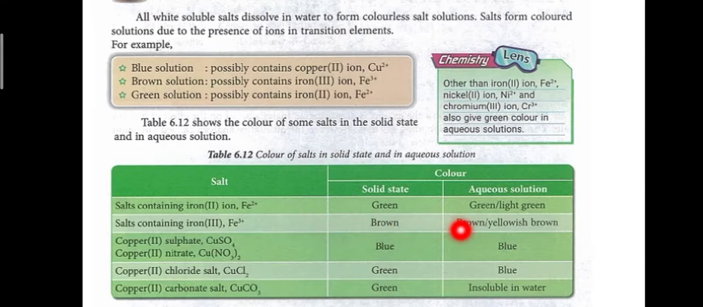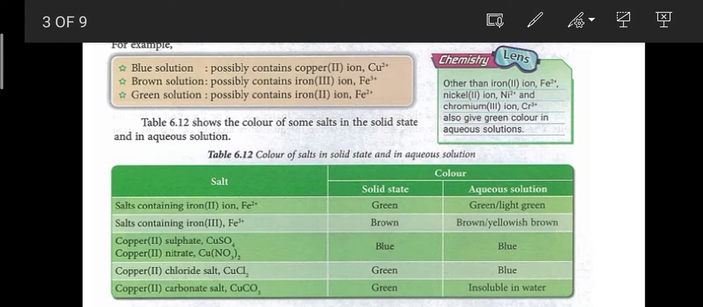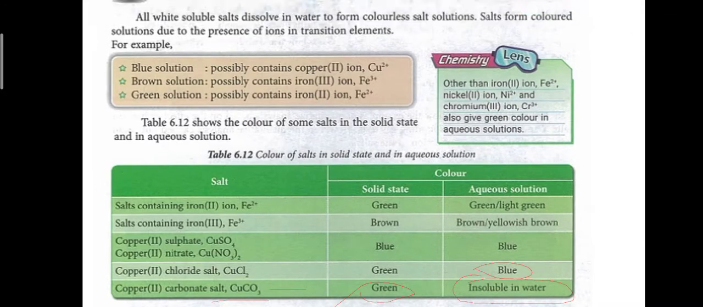Aqueous solution, also blue. And then the fourth one, copper 2 chloride salt, CuCl2. Solid state, it is green, and aqueous solution, blue. And then the last one here, copper 2 carbonate salt, CuCO3. Solid state, green. And aqueous solution, it forms a precipitate. It is insoluble in water. So we know copper 2 carbonate salt is an insoluble salt. All of this is very important so that we can know the identity of a salt.